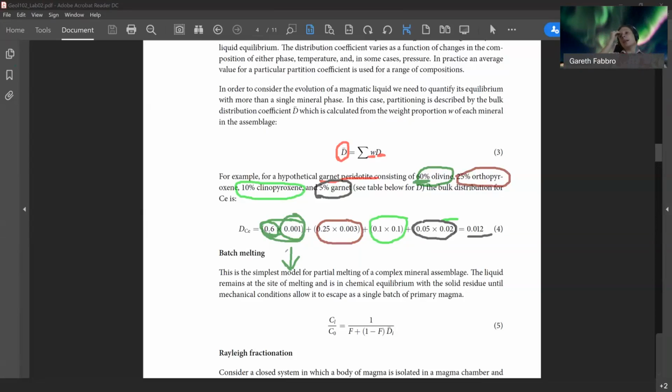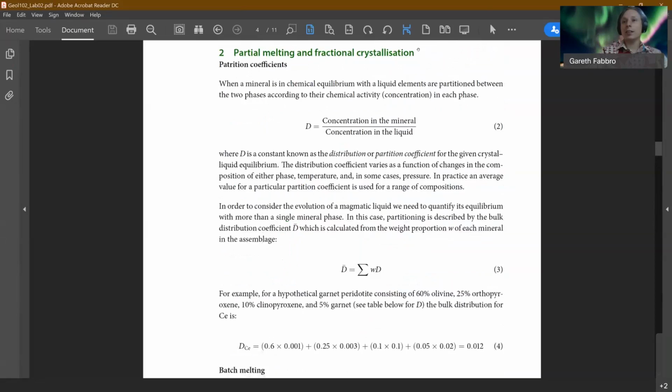Now you may be thinking, I'm always saying you should show your units. So what unit should this be? I haven't shown any units here. And that's because for a partition coefficient, there are no units. If you look at the equation, it's the concentration in the mineral divided by the concentration in the liquid. If your concentration in the mineral is in parts per million, and your concentration in the liquid is also in parts per million, you have parts per million divided by parts per million, and so it cancels out. Ratios usually don't have any unit, unless the top and the bottom have different units.